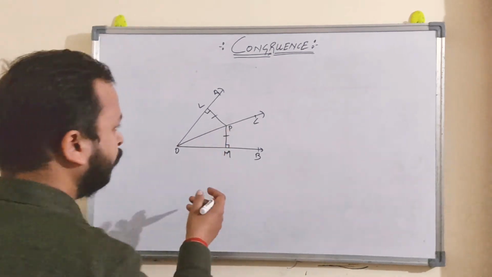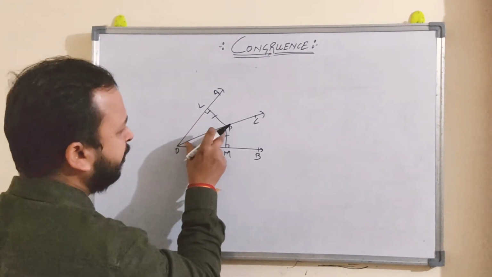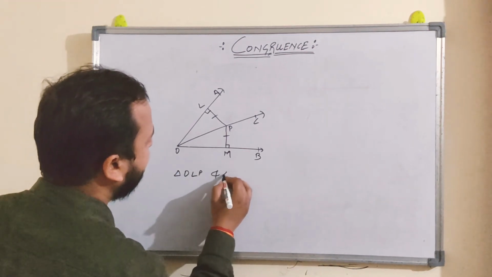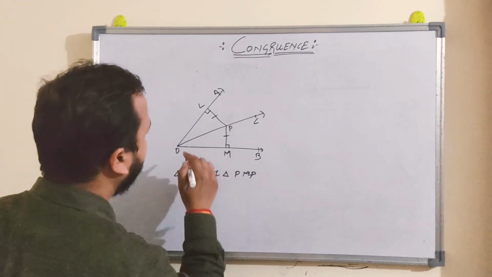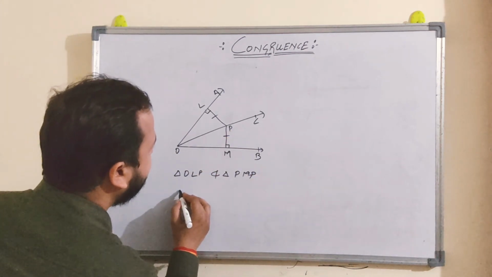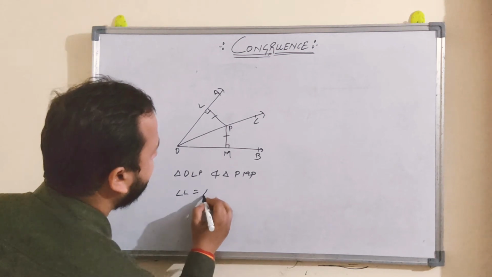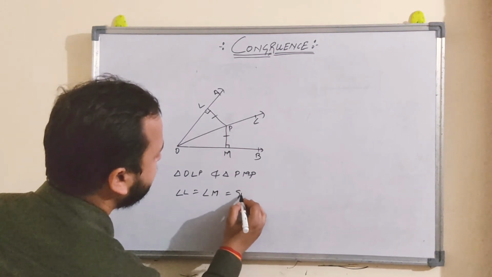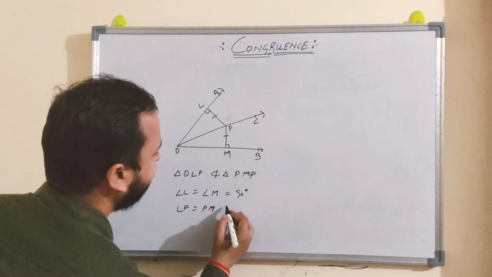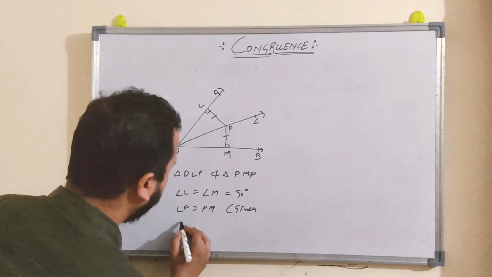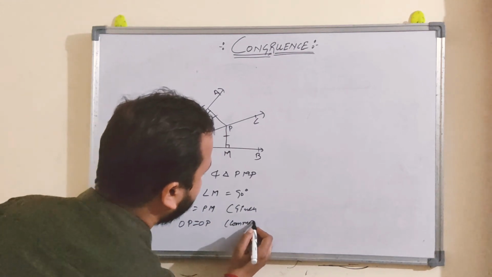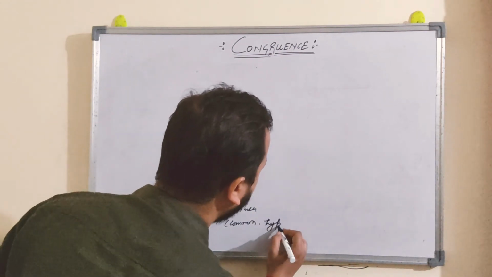So by RHS you can prove that, because here the right angle is given and the hypotenuse is common. If we are talking about triangle OLP and triangle OMP, in these triangles it is given that angle L is equal to angle M. Why? Because they are 90. LP is equal to PM, it is also given, and OP is equal to OP, it is common, and you can see that this is the hypotenuse.